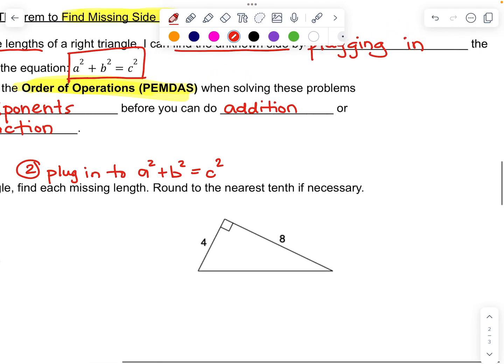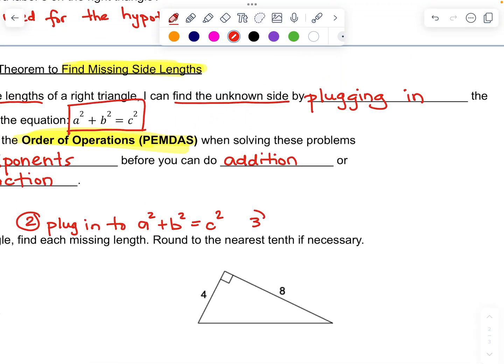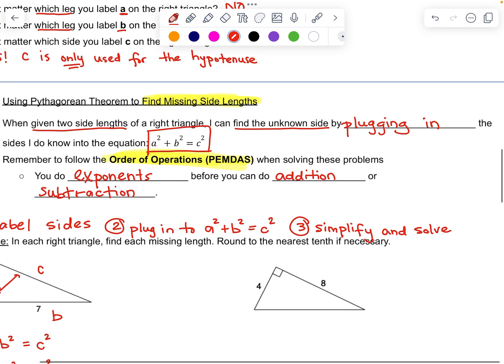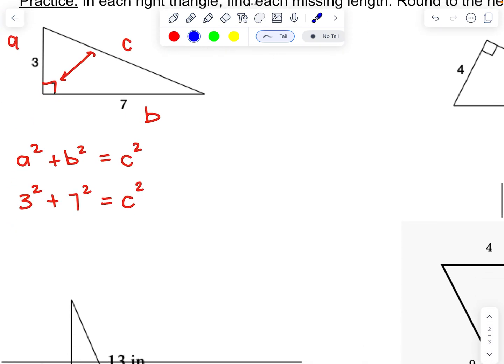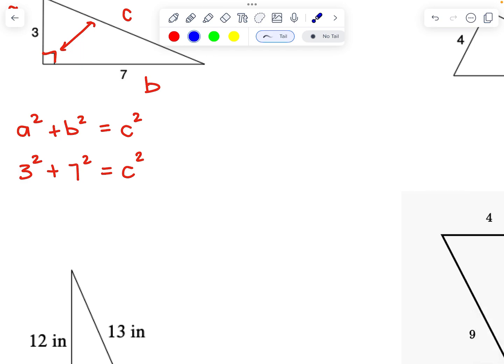Now, step 3 is basically just simplify and solve. And so we're dealing with an equation, which we've gotten really good at dealing with so far this year, where we're going to solve for a variable. In this case, we're solving for C. So here we go. I'm going to zoom back in here. Okay, remember, order of operations.